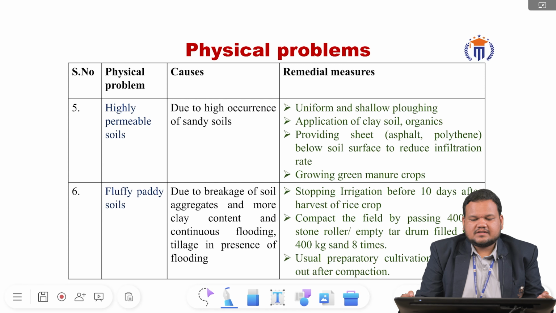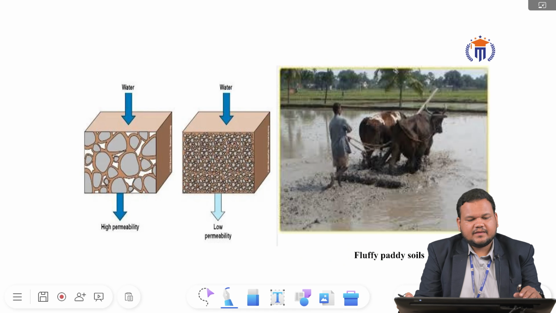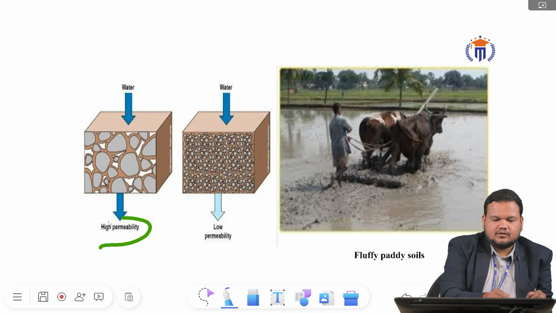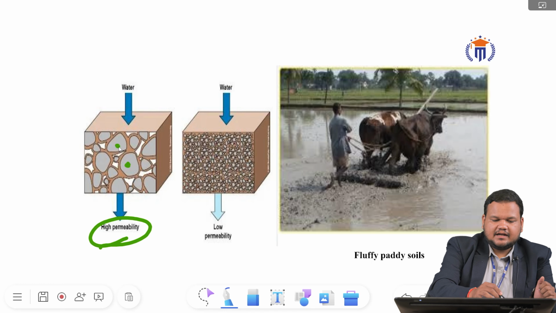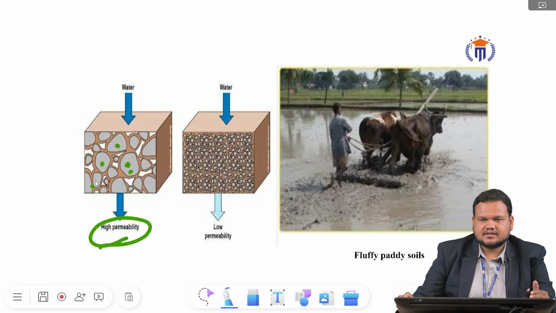To overcome this, we should stop the irrigation at the end of rice cultivation, and also compact the field using a stone roller or provide some amount of sand, which can result in the formation of some aggregates. So this is how a highly permeable soil looks, where you can see more porous, sandy, coarse particles, resulting in more infiltration of water.